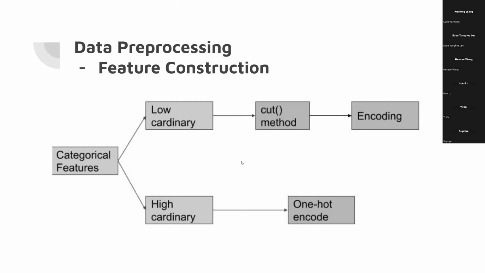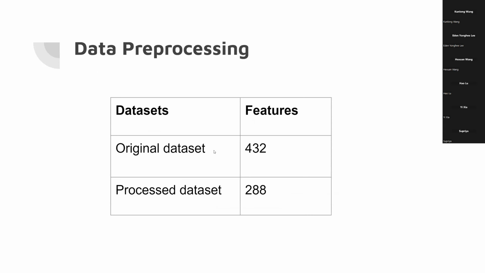And the final part is feature construction. We try to construct categorical features. We wanted to transfer them to numerical features, and we separate them into low cardinality and high cardinality. For low cardinality, we do the encoding method. For high cardinality, we do the one-hot method. So after our data processing, we successfully reduced the features from 432 to 288.